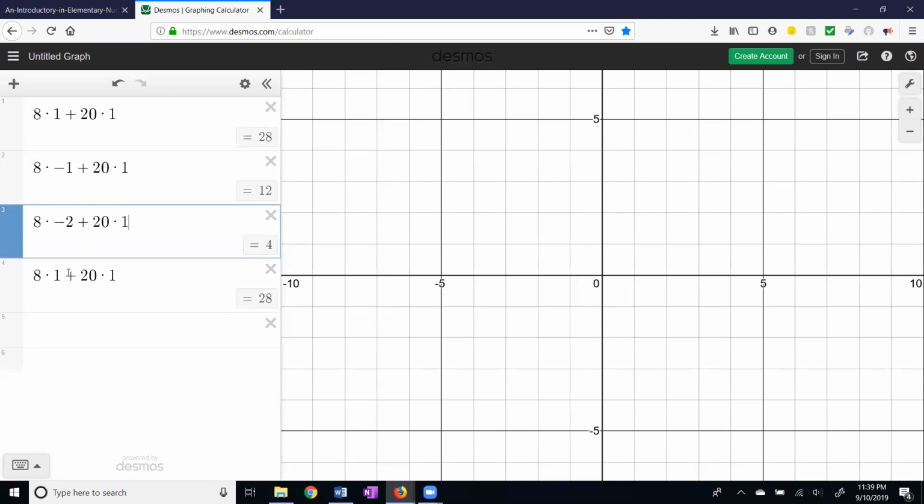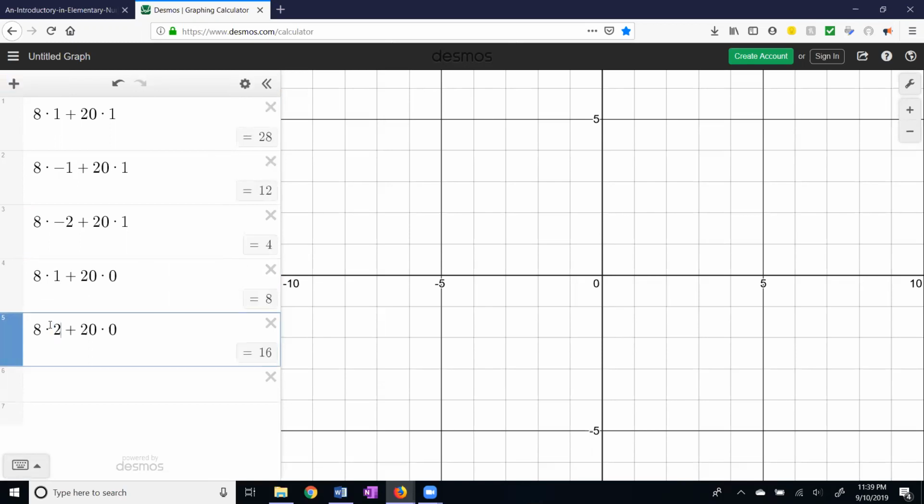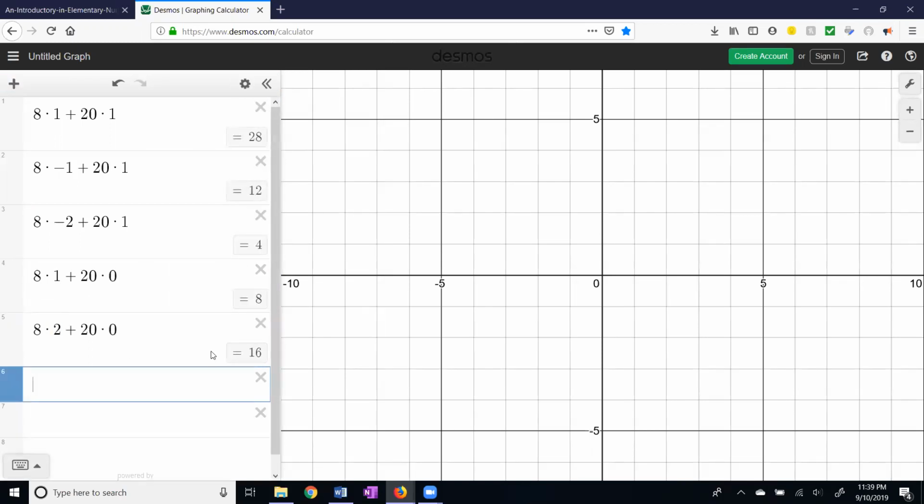Let's see if we can achieve 8. We can achieve 8 by taking 8 times 1 plus 20 times 0. So I can get 4, 8, 12. Let's see if we can get 16. Is there some way we can get 16? Well, 8 times 2. Let me duplicate this here. 8 times 2 is 16. I can get 20. I can get 24. I can also get the negatives of these.